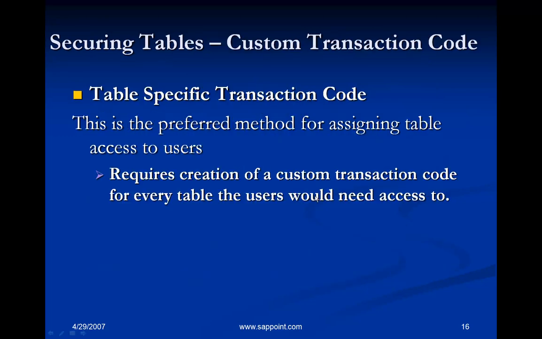So the alternative that you have other than authorization groups is creating a table-specific transaction code for tables. Now this mechanism is the recommended way of securing access to tables, and this is recommended by SAP. What this requires is the creation of a custom transaction code for every table the users would need access to. So every time a user says, I need access to so and so table, you end up creating a transaction code for it.